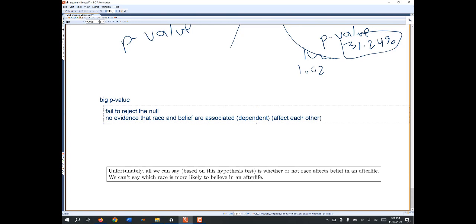Even if we had gotten a small p-value, though, all you can say based on this hypothesis test is whether or not race affects belief in an afterlife. You can't actually say which race is more likely to believe in the afterlife based on the test. You can maybe use some logic, but the test itself doesn't tell you how the different categories affect each other.